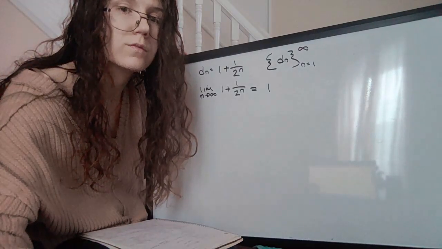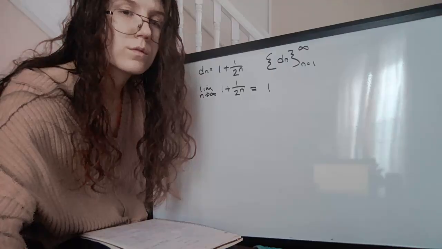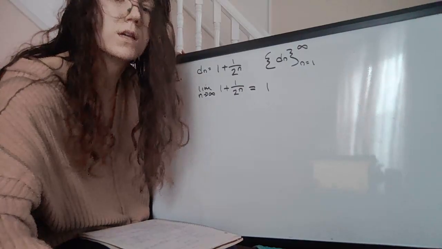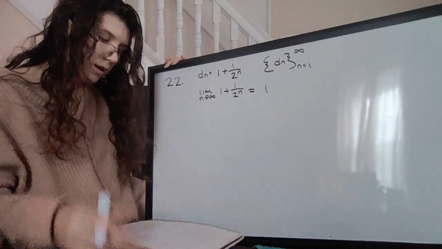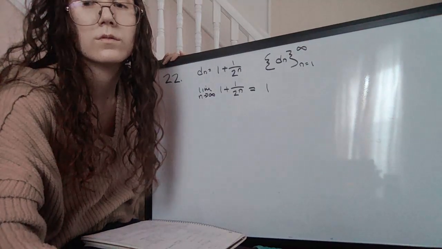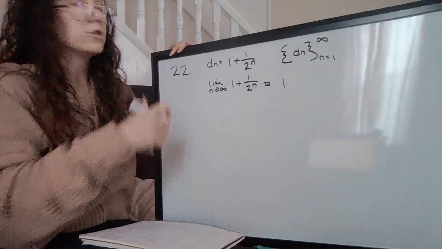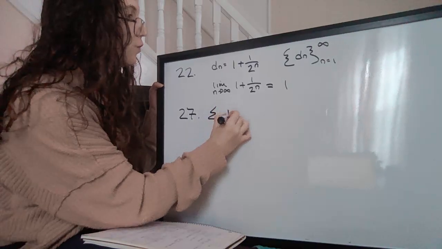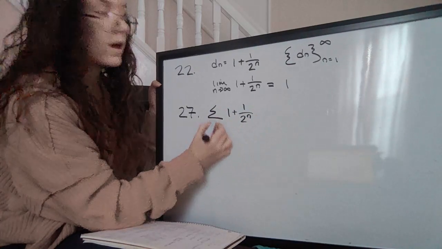And I'm going to triple check number 22 just to make sure we're on the right track. Yes, the sequence is convergent because it just goes to a number. Nice, easy, lovely. And then when we jump to number 27, determine whether the series of 1 plus 1 over 2 to the n, whether that is convergent.